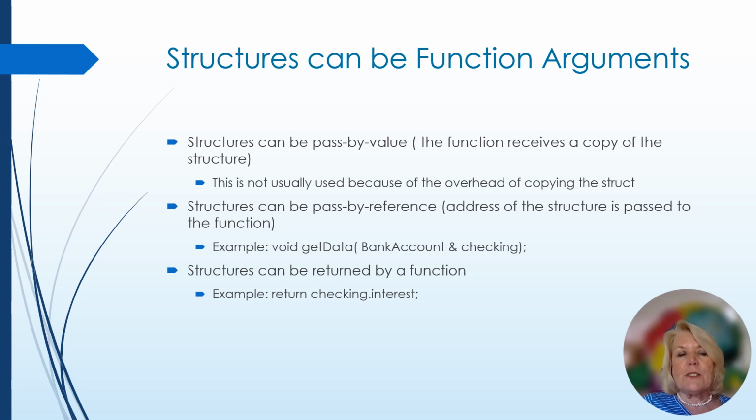So in our example, the previous example of the function getData, we give the address of the checking structure that we have. And that's also useful because we're actually changing the data that's saved in the member variables for checking. We're setting a new balance, we're setting an interest rate, and we're setting a term. Structures can be returned by a function. So you could say return checking.interest, and that would return the value of interest of the checking account.